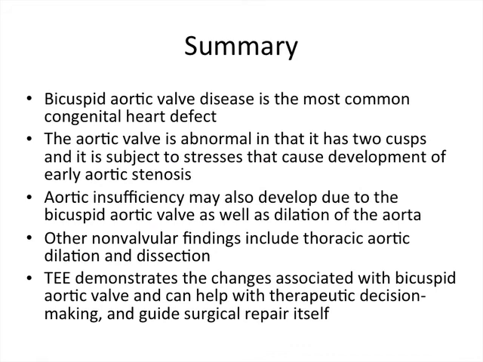In summary, bicuspid aortic valve disease is the most common congenital heart defect. The aortic valve is abnormal in that it has two cusps and it is subject to stresses that cause development of early aortic stenosis. Aortic insufficiency may also develop due to the bicuspid aortic valve as well as dilation of the aorta. Other non-valvular findings include thoracic aortic dilation and dissection. TEE demonstrates the changes associated with bicuspid aortic valve and can help with therapeutic decision-making and guide surgical repair.